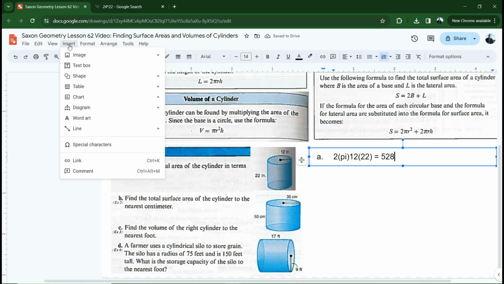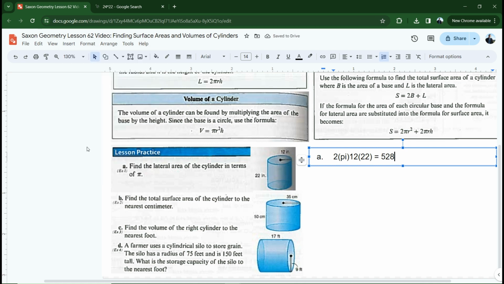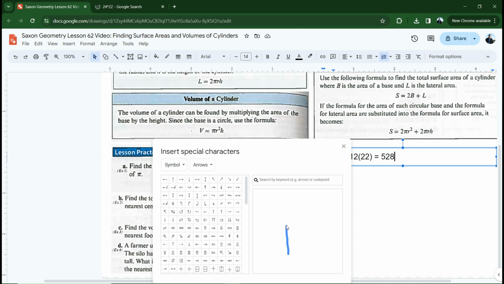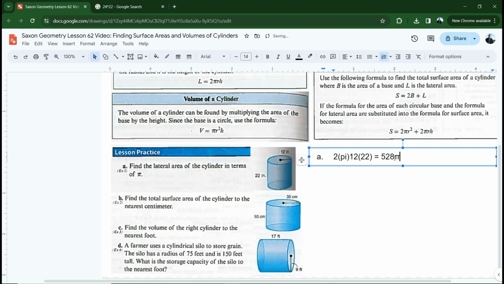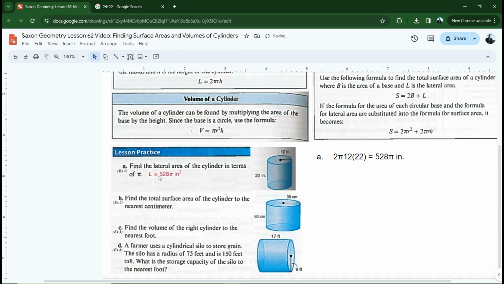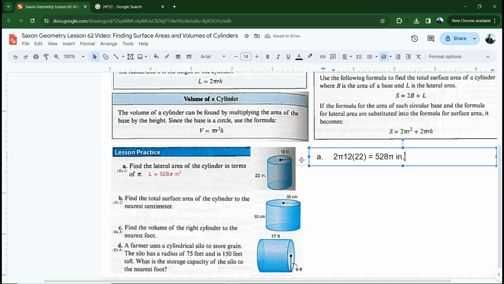I guess I'll do the right thing and we'll just grab the shape of pi here. There we go. Good enough. So 528 pi should be the answer to the first one for the lateral area, and that's going to be in inches. And then let's just make sure we did that one right. There it is. Oh, inches squared though, because it's an area, not just a linear measurement.